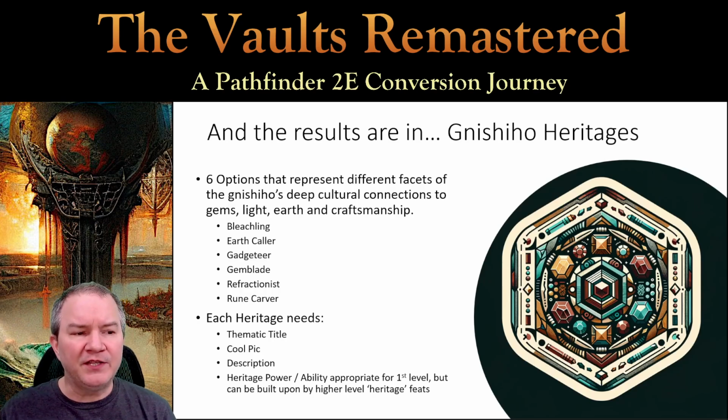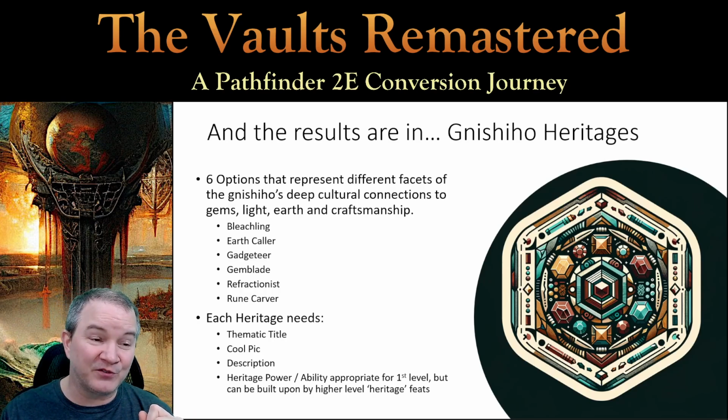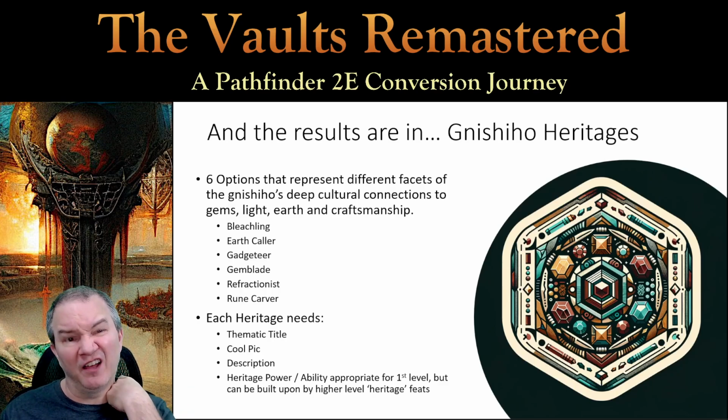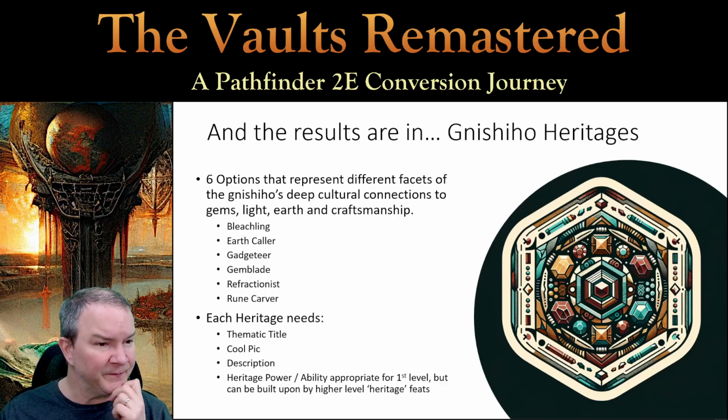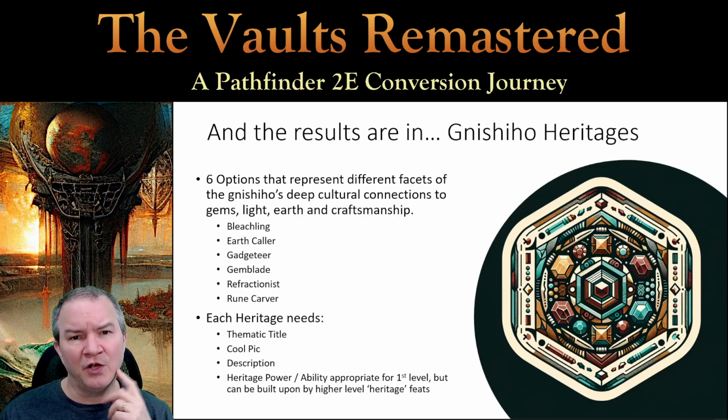We've got the Bleachling. I kind of spoiled this when I was talking about the ancestry. Bleaching is a disease, an affliction, but the Bleachlings have survived. Earthcaller. These would be the ones that are summoning elemental types. Geomancy. Gadgeteers. We're talking your tinkerers, your inventors. Gemblades. These are your warriors. They're using weapons of radiant crystal energy.